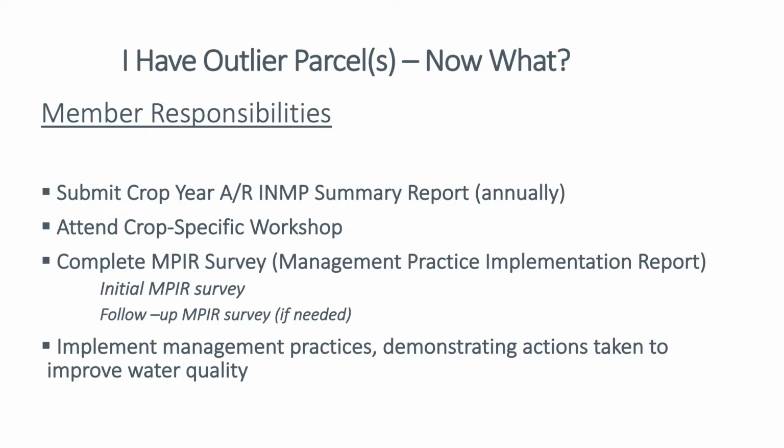So you now are at this meeting, you have an outlier parcel. What does that mean? Now what? So your responsibilities are, of course, to continue to submit your irrigation and nitrogen management plan. You need to attend this crop-specific workshop, watching it on a video, complete that management implementation report survey, and implement management practices if you find some in this survey that may help you improve your nitrogen management.